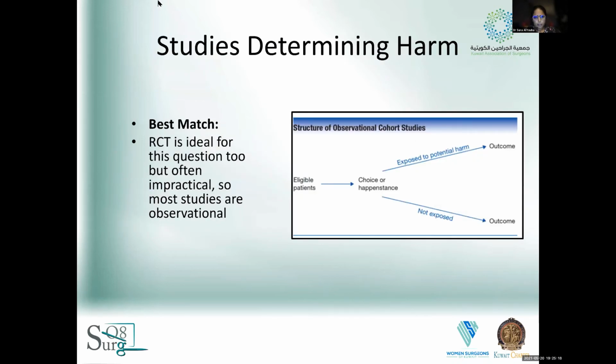So the second type of question is studies determining harm. And again, the best match for this is an RCT. The problem is RCTs are usually impractical for this because let's say you were going to study the effect of smoking on mortality. It's not ethical to give half the subjects cigarettes to smoke. So most of these studies tend to be observational, ideally a prospective cohort study.